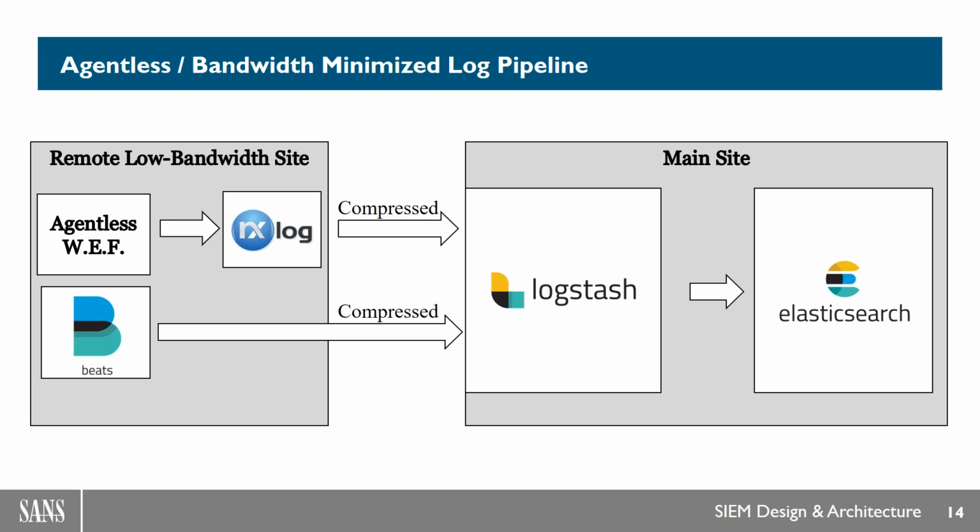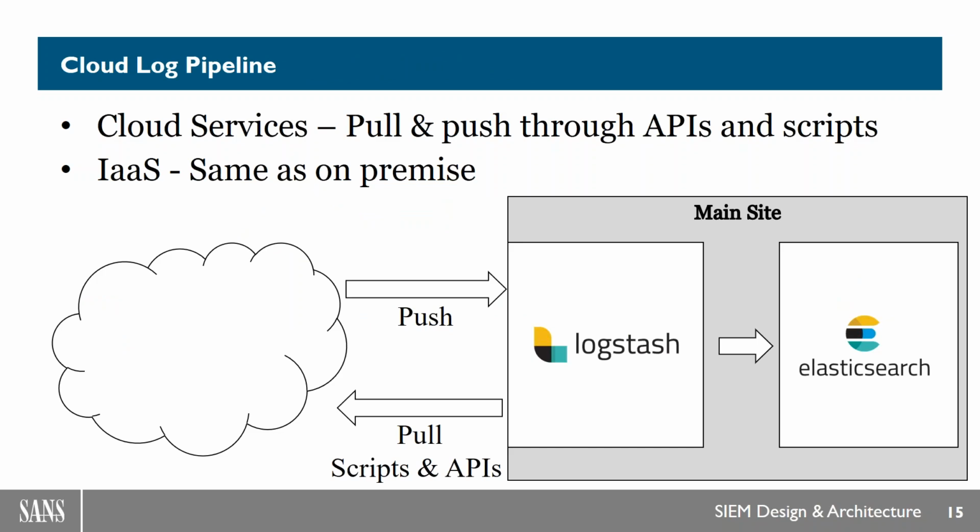Another common architecture we see a lot is the cloud log pipeline. So what about your cloud services? There's kind of two types. There's the cloud services like Gmail and software as a service type of stuff, versus your infrastructure as a service, VPSs and things like that. If you have cloud services where you don't control the operating system, the good news is Logstash can already natively speak to a lot of those services with the built-in inputs that come from Elastic.